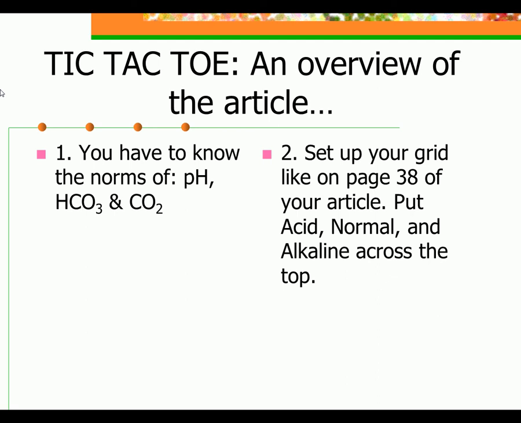Her ABGs are pH 7.36. Uh-oh, that's normal. So what am I going to do if I have a normal pH? Anytime you start with a normal pH, you don't even have to do compensation. It's already complete. Because remember the hokey pokey, what it's all about? Maintaining a normal pH.